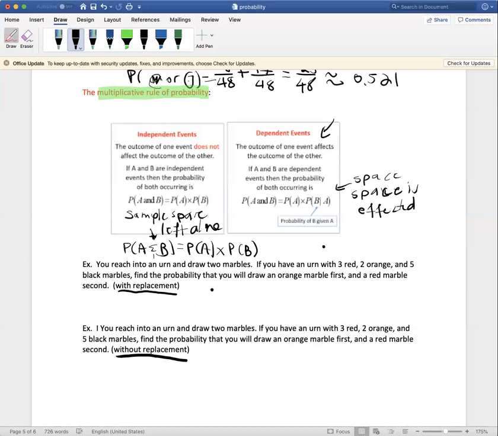You pull out the second marble, you look at it, and you put it back. So we're replacing the marbles so the sample space doesn't change. This is an example of independent events. Well, let's compare that to two events that are dependent.